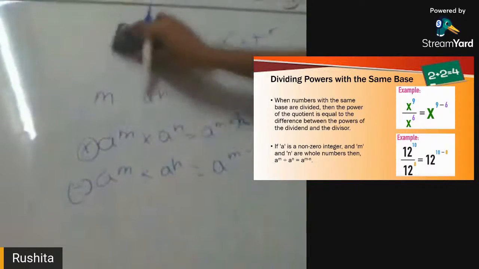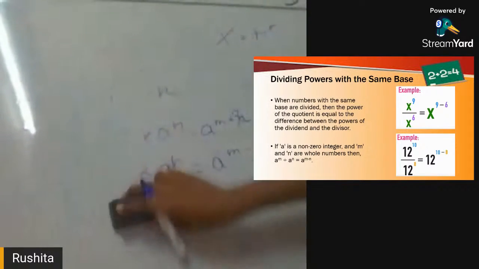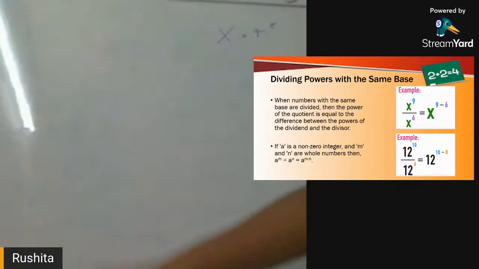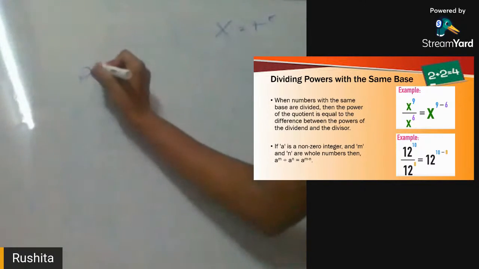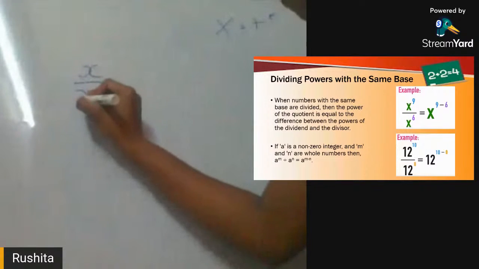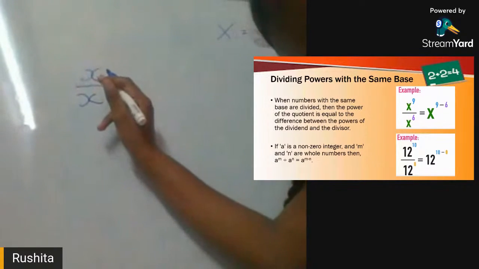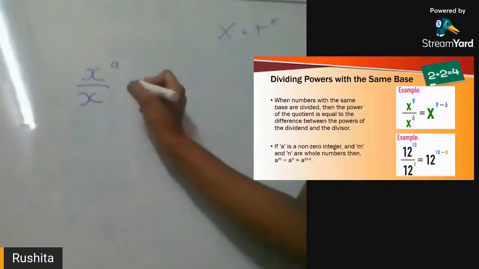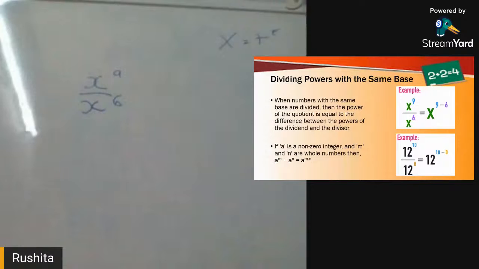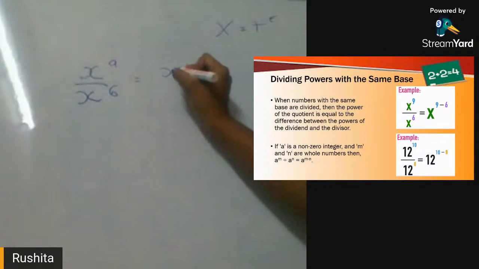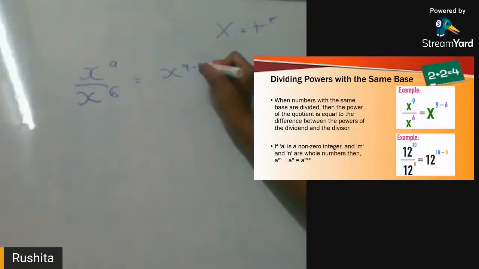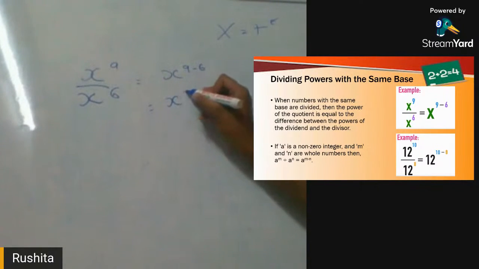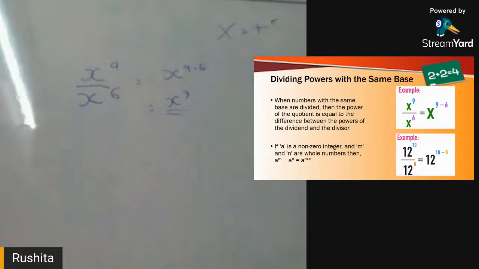Yes. So now you can use any variable also, right? Now x to the power of 9 divided by x to the power of 6. What have they done? They have done x to the power of 9 minus 6, which will be equal to x to the power of 3. This will be the answer.